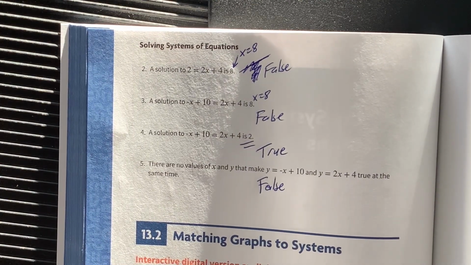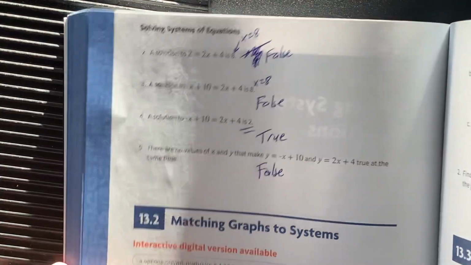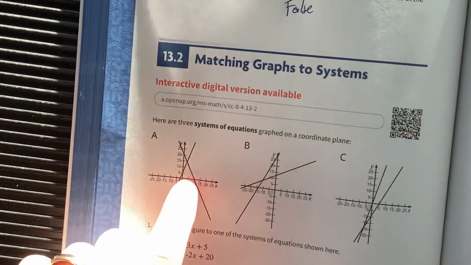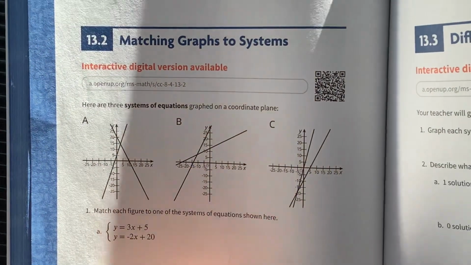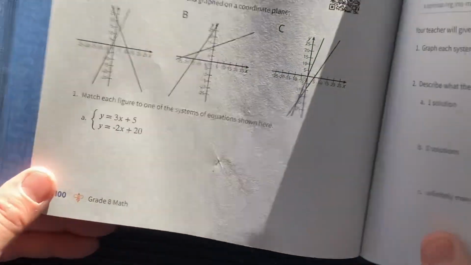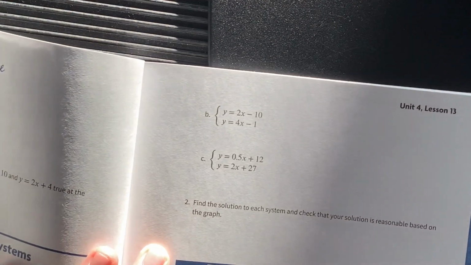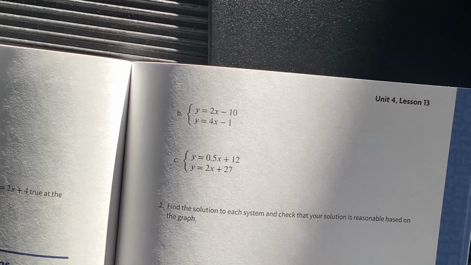All right, question number 2. I'm going to give you about a minute to try this one. It gives you 3 graphs and 3 sets of equations. Okay, A, B, and C. Why don't you see if you can just match those? Which equation is which? Some hints, look at the y-intercepts and look at the slopes.